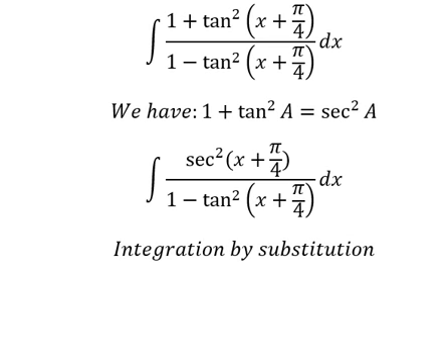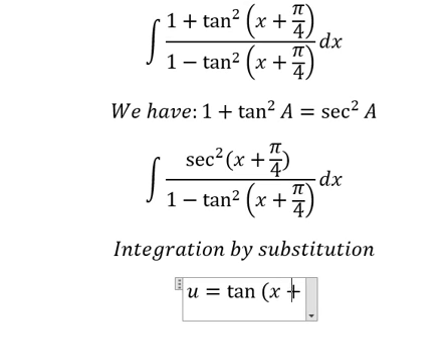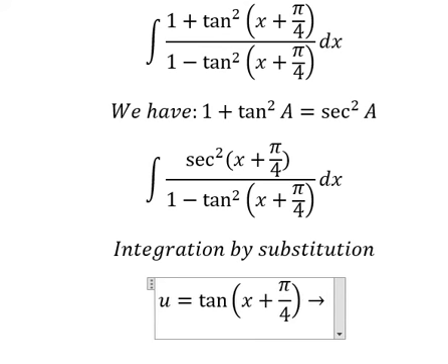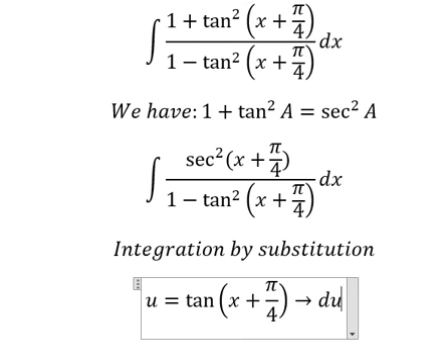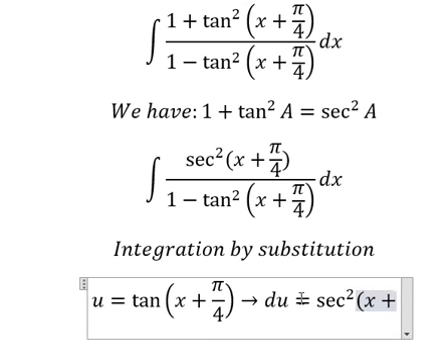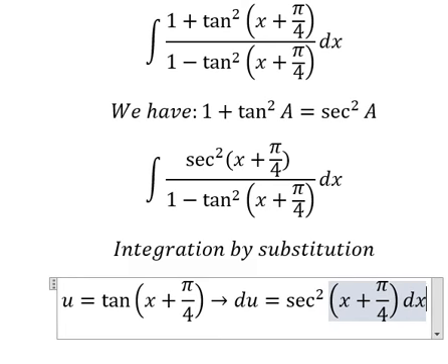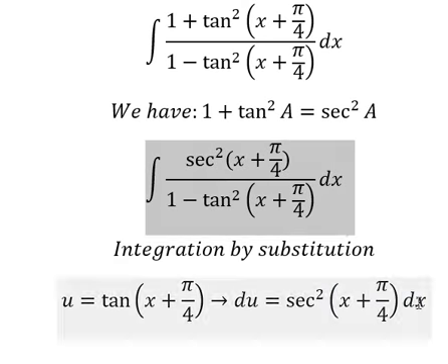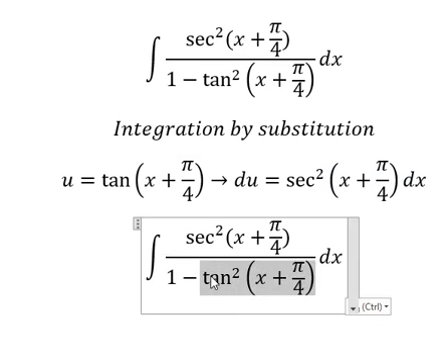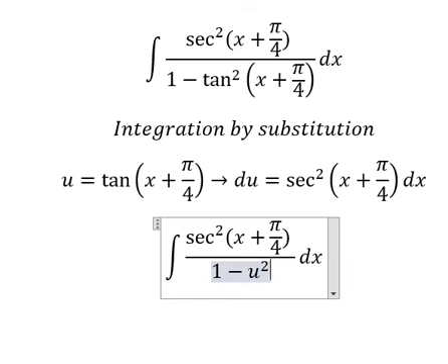So I will put u equals tan of s plus b over 4. So if we do first the derivative, we have du equal to secant of s plus b over 4 ds. So this one we change for u squared. This one we change for du.